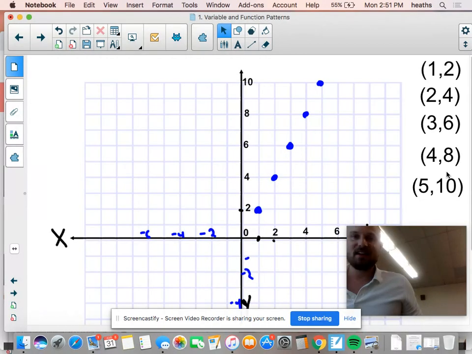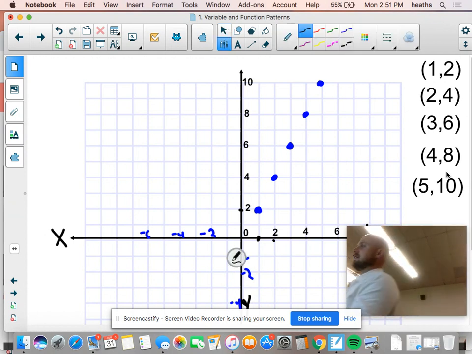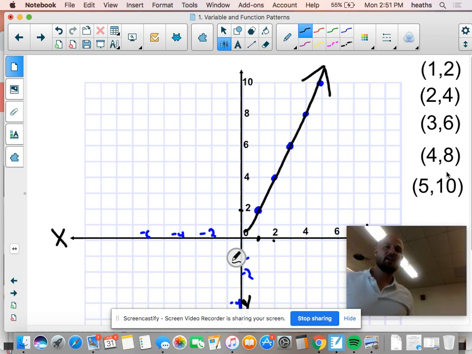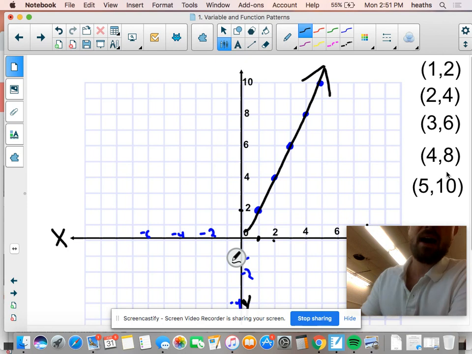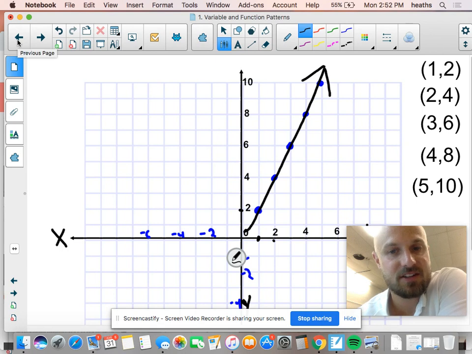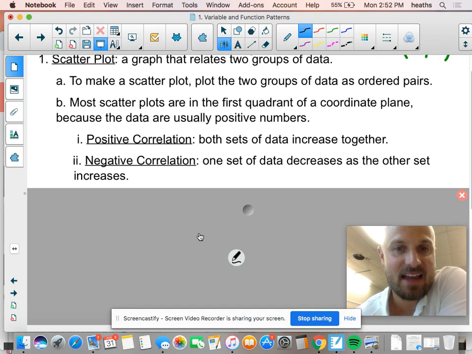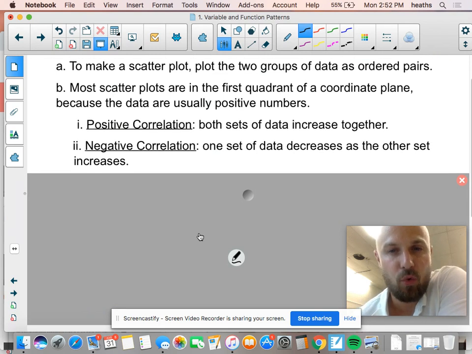And then also an easy way you can see it on this graph is that everything is moving in this direction. When things are moving in that positive direction, it is a positive correlation. So there's a positive correlation between that data. Just the opposite is a negative correlation. When one set of data decreases as the other set increases.